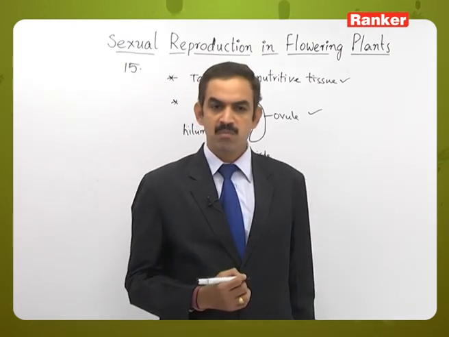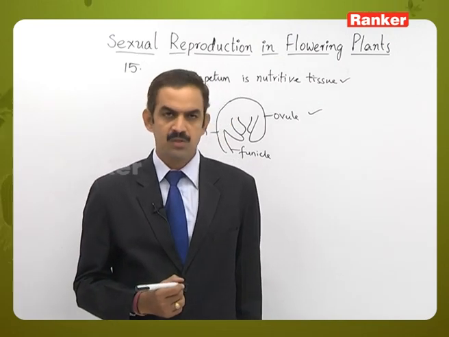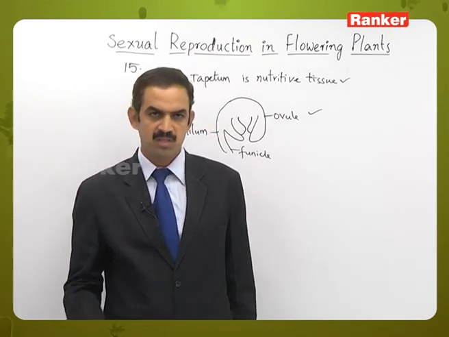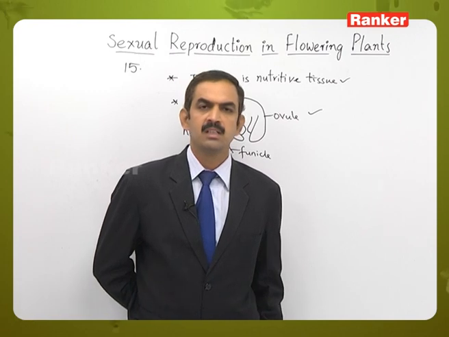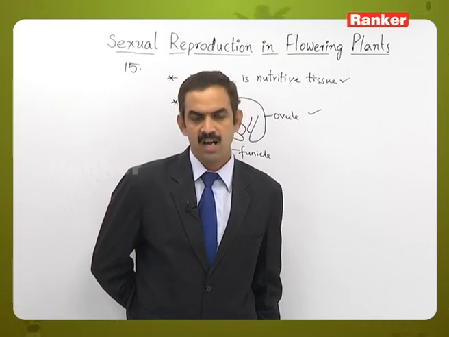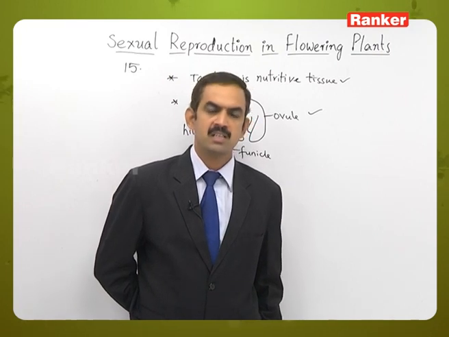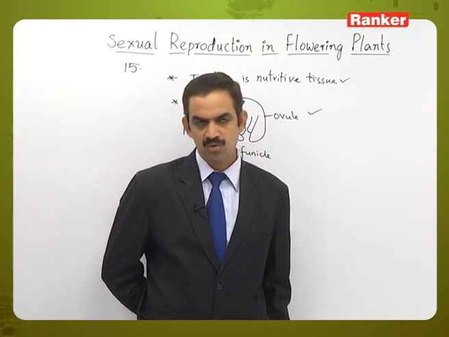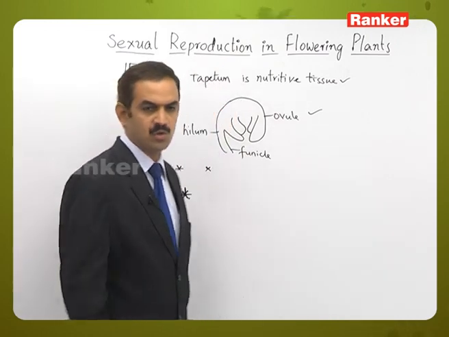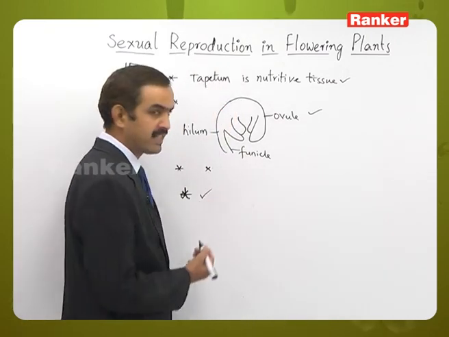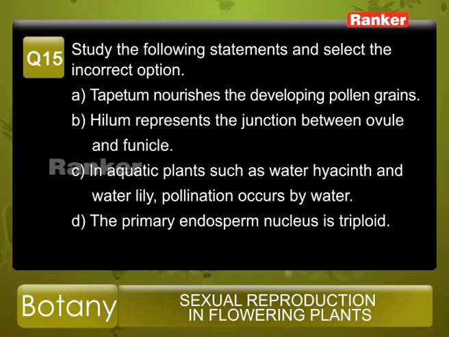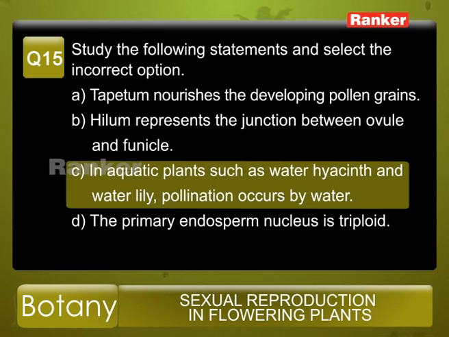The primary endosperm nucleus is triploid. So yes, the primary endosperm nucleus is formed as a result of triple fusion. Haploid chromosomes from the male gamete and diploid chromosomes from the secondary nucleus get fused here to convert it into a triploid structure. So the statement that the primary endosperm nucleus is triploid is correct. From the given options, the incorrect statement is option C. So the correct answer is option C.